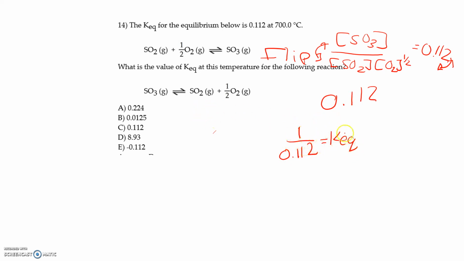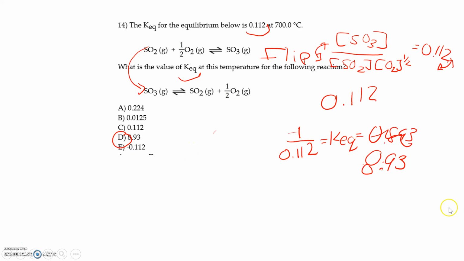So if I do 1 divided by 0.112, it's going to be 0.893, which is option D. So whatever I do to the expression to get this one, I do the same thing to the equilibrium constant to get the new Keq. In this one, I flipped it, so I would flip the Keq by doing 1 over the Keq for the first one, which gives me 8, I'm sorry, it's not 0.893, it's 8.93. I don't know what's wrong with me. I keep drawing a 0. I'm saying the right thing, I'm just writing the numbers. 8.93, which is option D.